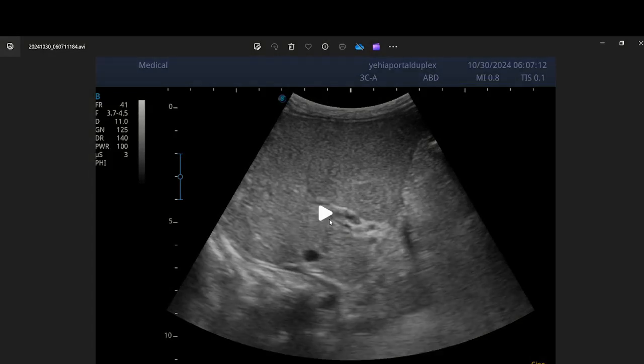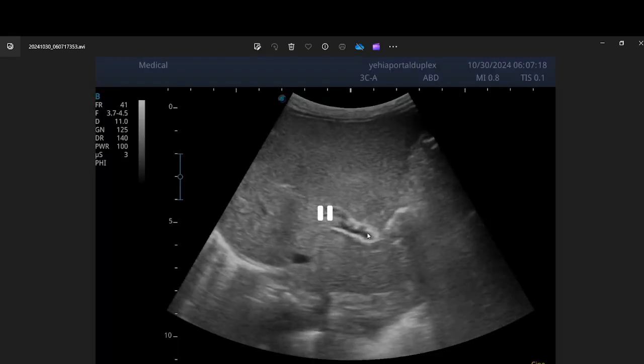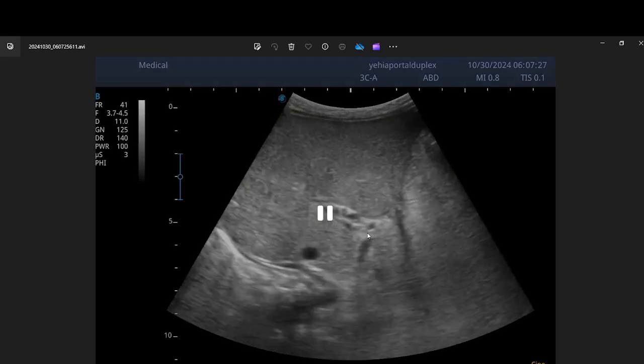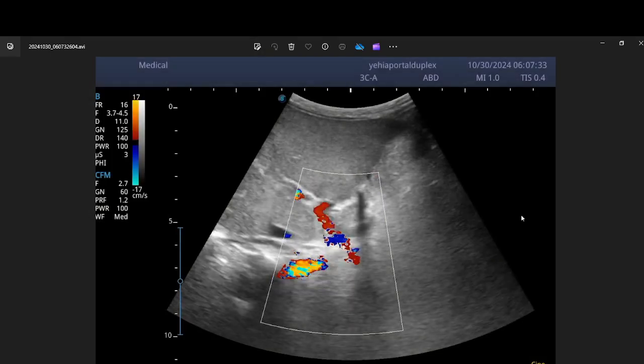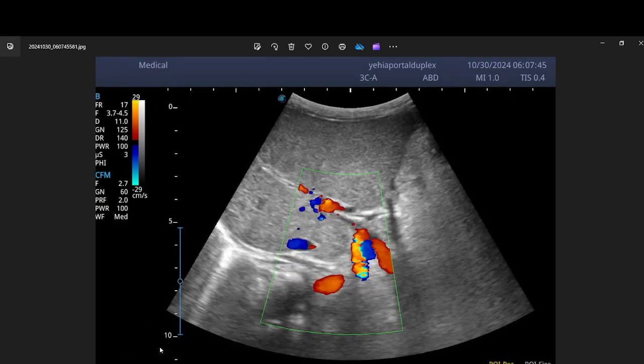Here we have multiple channels that are replacing the course of the portal vein. On color study, we see that these channels take color flow, that is, flow towards and away from the probe in its direction. We see channels taking red colors, other channels taking blue color.